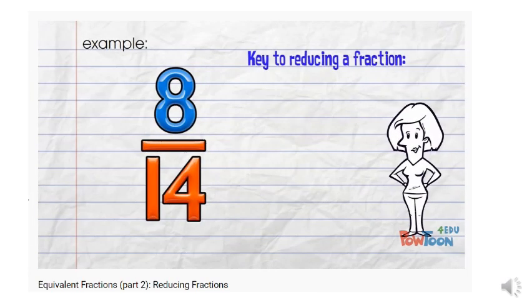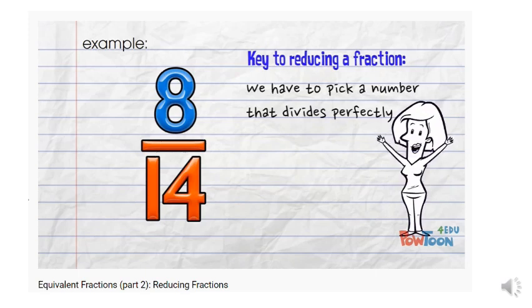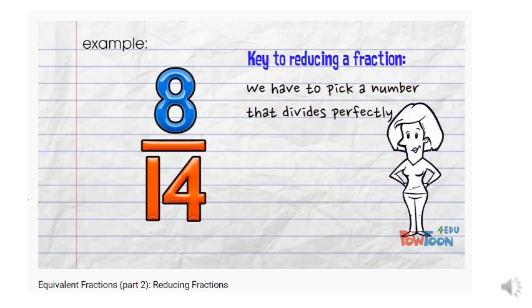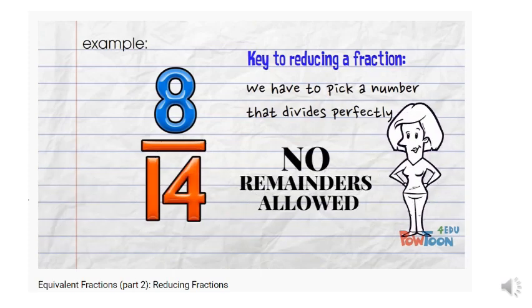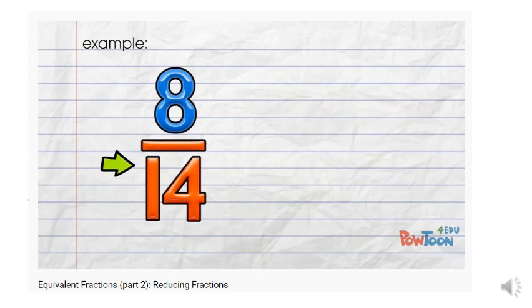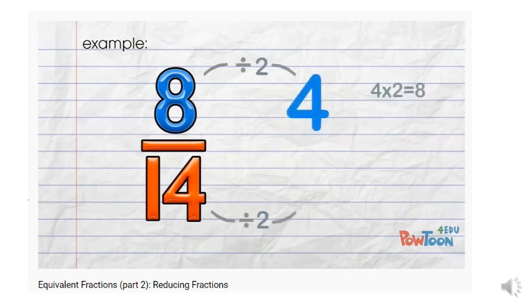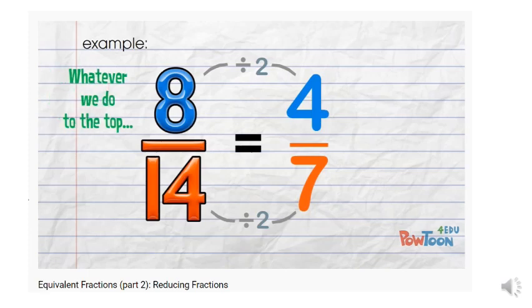The key to success in reducing a fraction is we've got to pick a number that divides perfectly. No remainders allowed. These numbers are both even, so I can divide by 2. How many 2's in 8? 4 2's are 8. And how many 2's in 14? 7 2's are 14. Remember, whatever we do to the top, we've got to do to the bottom.